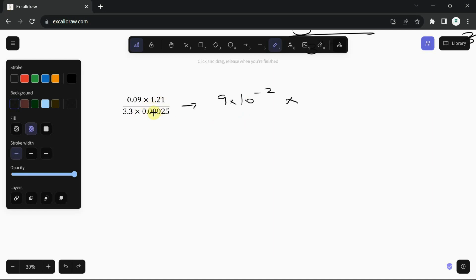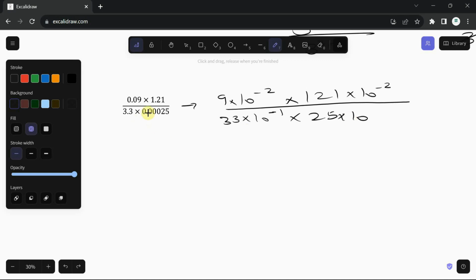I always leave it in terms of the whole number portion, so I'll just move it back 2 times. That will be 121 times 10 raised to the power of minus 2. Leaving it in the whole number portion makes it easier to divide or multiply than when it's 1.21 times 10 raised to the power of 0 or something like that. So divided by 3.3, I'll leave it in terms of whole numbers. That's 33 times 10 raised to the power of minus 1, times 25 times 10 raised to the power of minus 5.